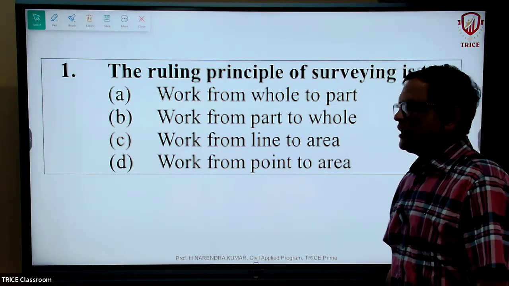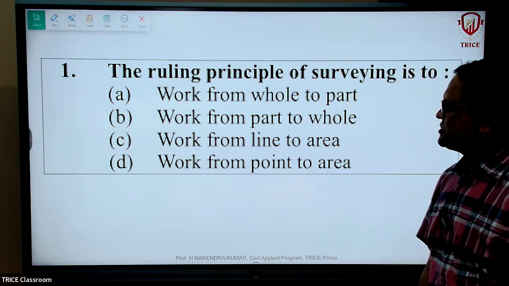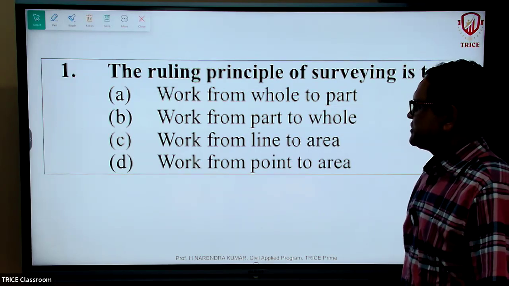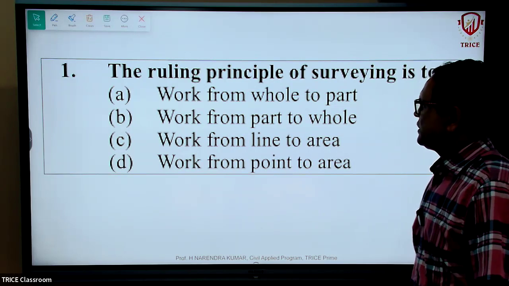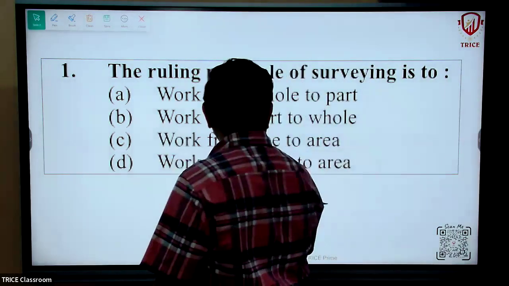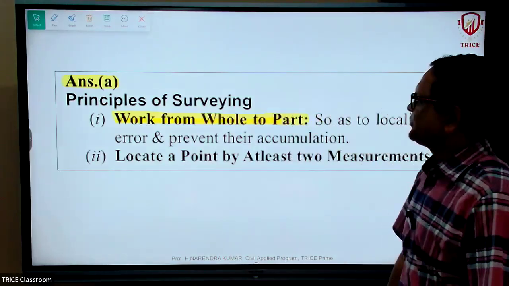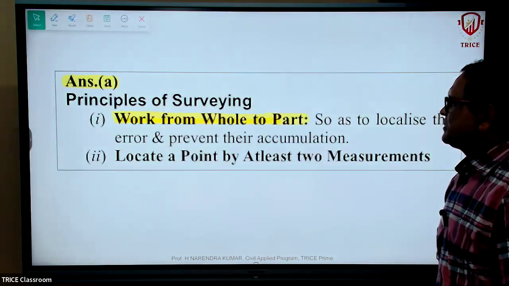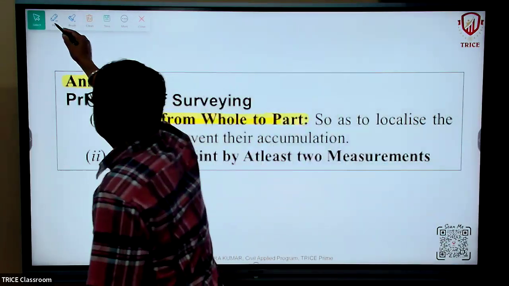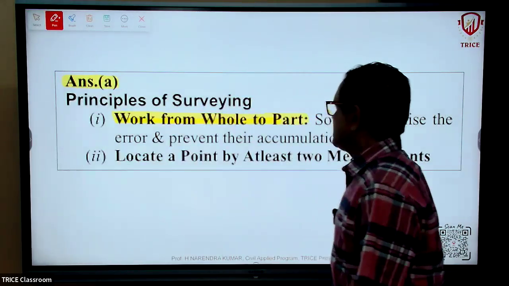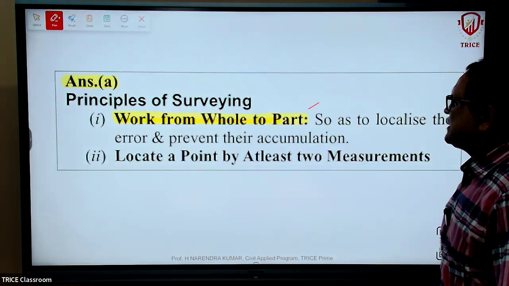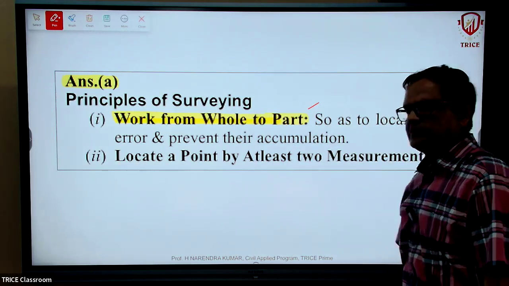I think you all have a degree in civil engineering, so this is not a difficult question for a civil engineering graduate. There are 2 principles in surveying. Let me show the answer slide. The first principle, one of the most important in any surveying, is work from whole to part, so as to localize the error and prevent their accumulation.